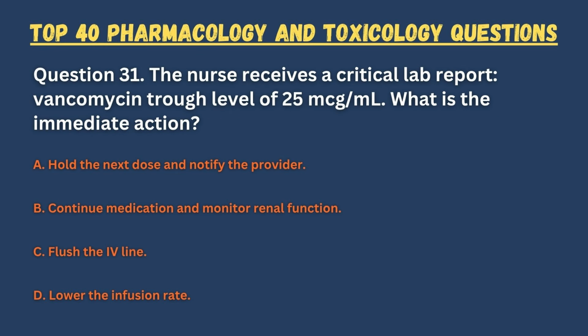Question 31. The nurse receives a critical lab report. Vancomycin trough level of 25 micrograms per milliliter. What is the immediate action? A. Hold the next dose and notify the provider. B. Continue medication and monitor renal function. C. Flush the IV line. D. Lower the infusion rate.